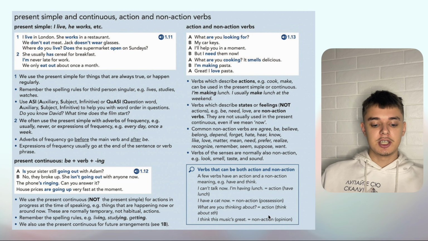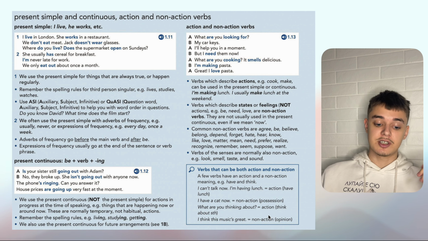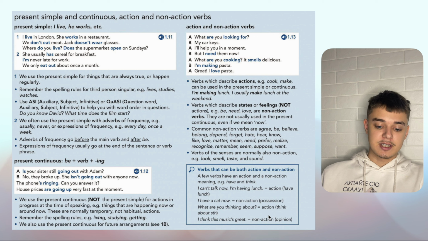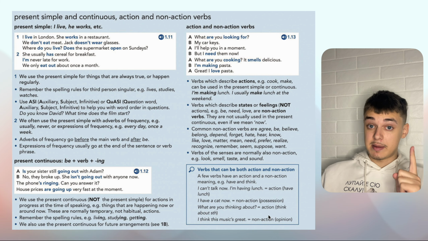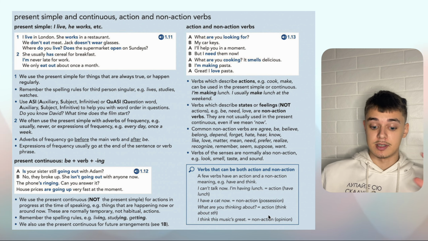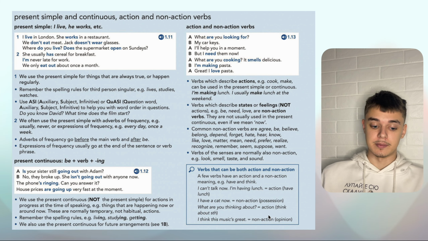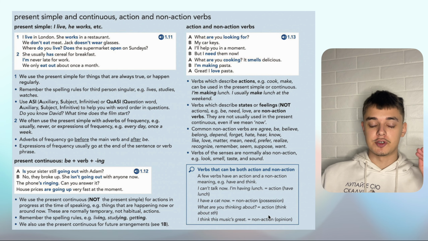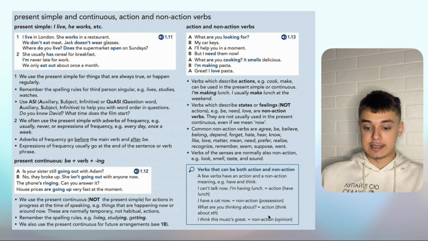We use the present continuous, not the present simple, for actions in progress at the time of speaking, for things that are happening now or around now. These are normally temporary. This is not a habit. This is just for a short period of time. And we also use the present continuous for future arrangements or plans, right?